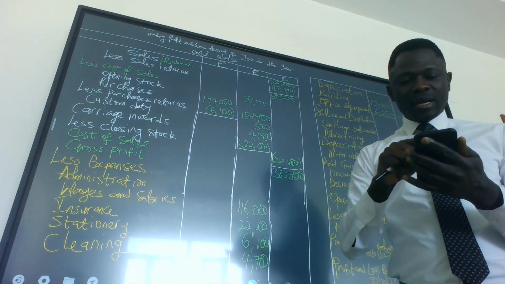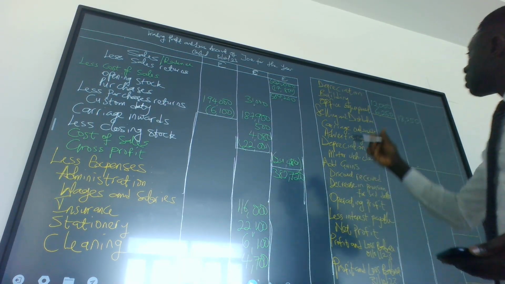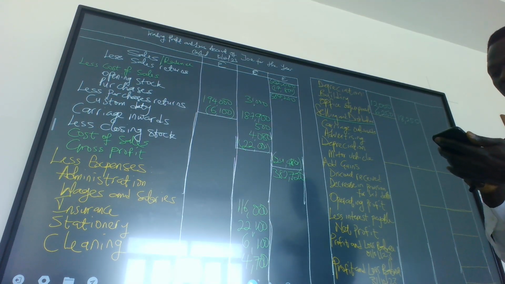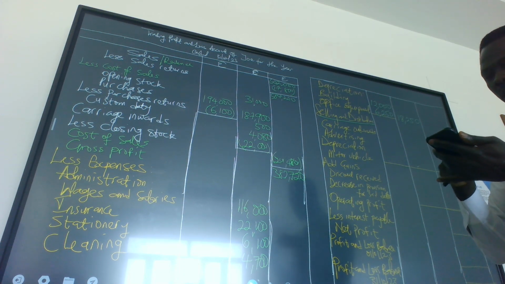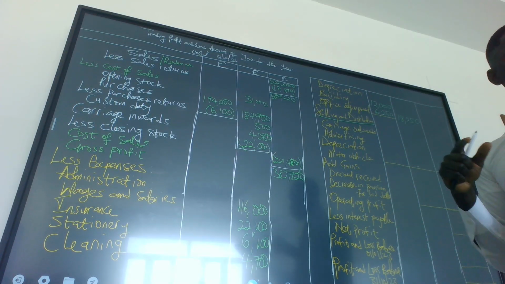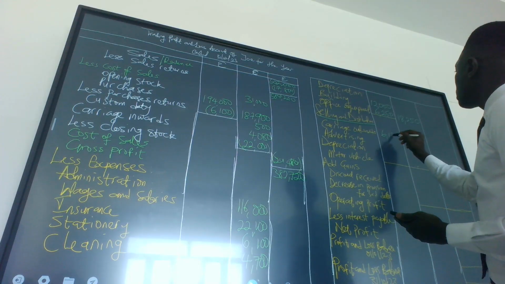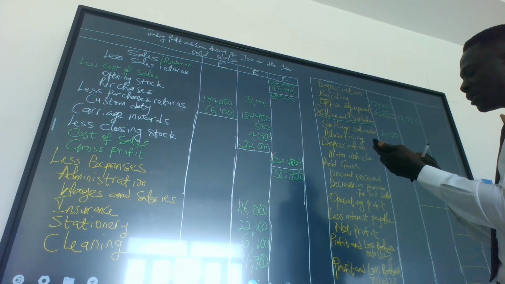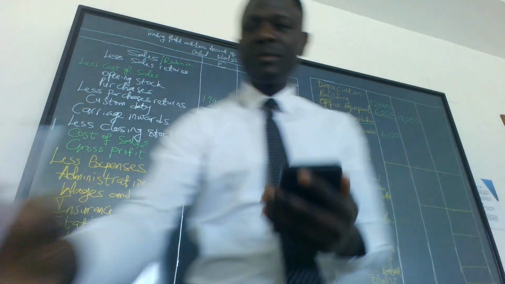That is carriage outward. I think we skipped one. Selling is this. These are selling. 6,120. Yes, I have it here. Carriage outward. So we have 6,120. Advertising. Do we have anything about advertising?